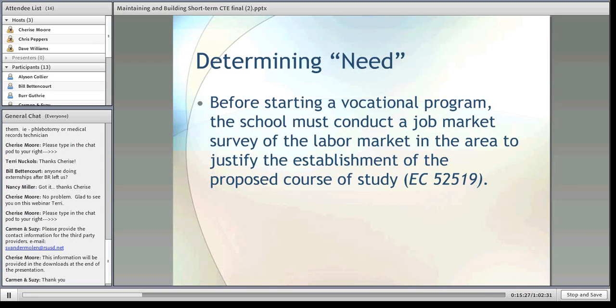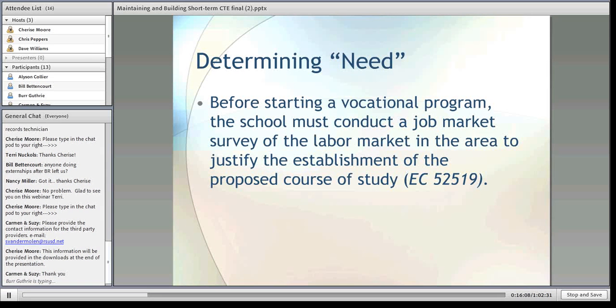But a very first thing, determining need. It actually goes back a long ways to when we were being funded. This is a statement from Ed Code 52519 that was enforced long before I even became involved. It's always been a requirement to determine what is the need for a vocation. Now, we still need to determine the need for a vocational program or CTE. One, we don't want to invest in the time and cost for a program that's not viable and doesn't meet the needs of our students.